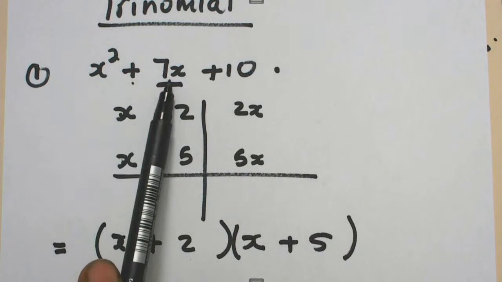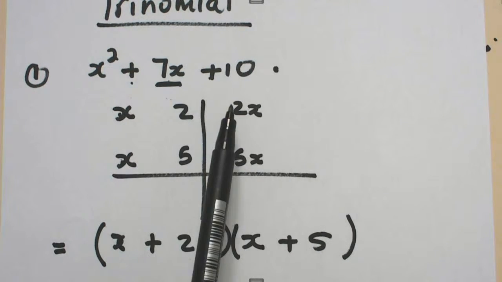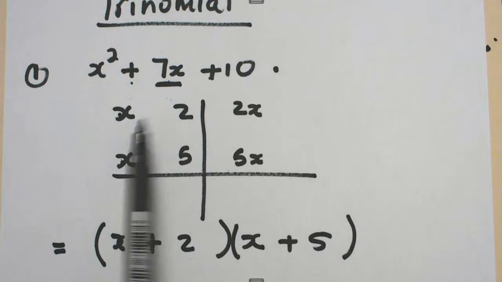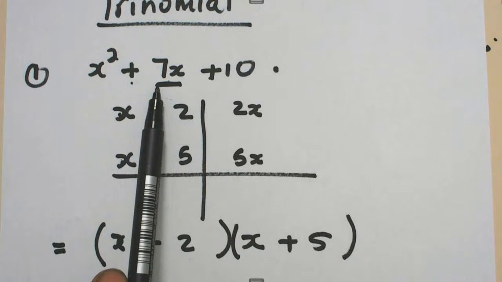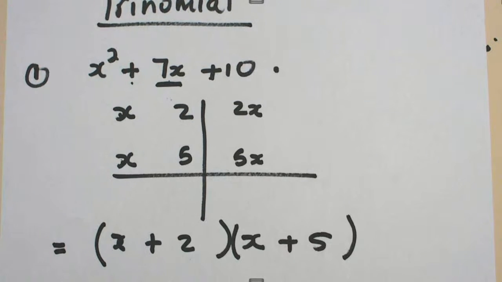If the middle term is positive, it means that the two factors, when you add after multiplying here, must give you 7 because it is positive. Let's take the second one again.